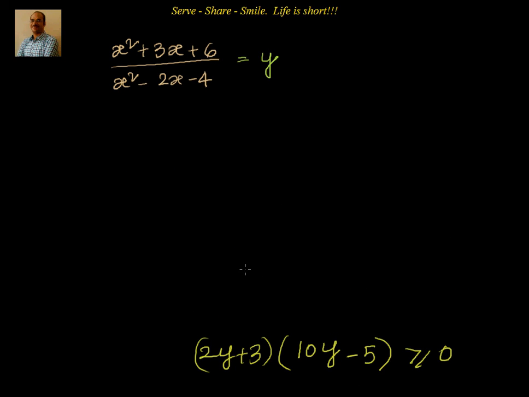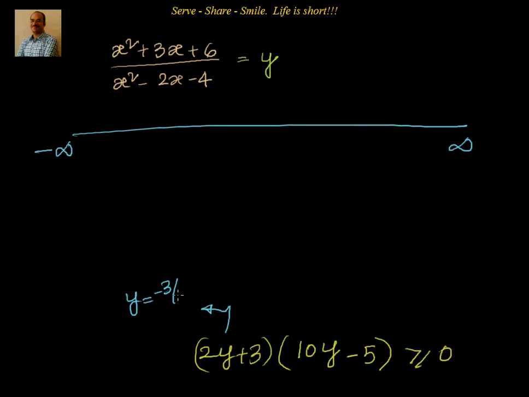Let's go to the next step. Now let's try to find out the values of y which will satisfy this particular inequality. It will be minus infinity to infinity. 2y plus 3 equal to 0 will give me y equal to minus 3 by 2, and 10y minus 5 equal to 0 will give me y equal to 1 by 2. So let's put them down. So one is minus 3 by 2, another is 1 by 2. We have minus infinity and infinity, dividing the whole real numbers into 3 parts.